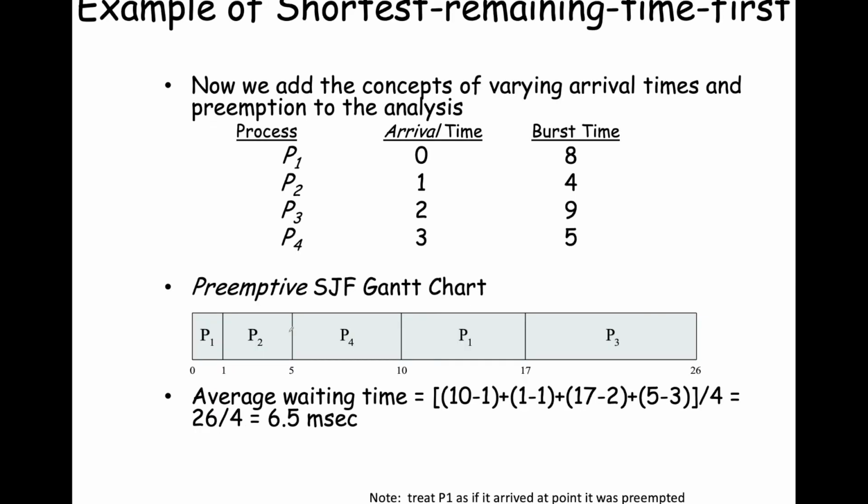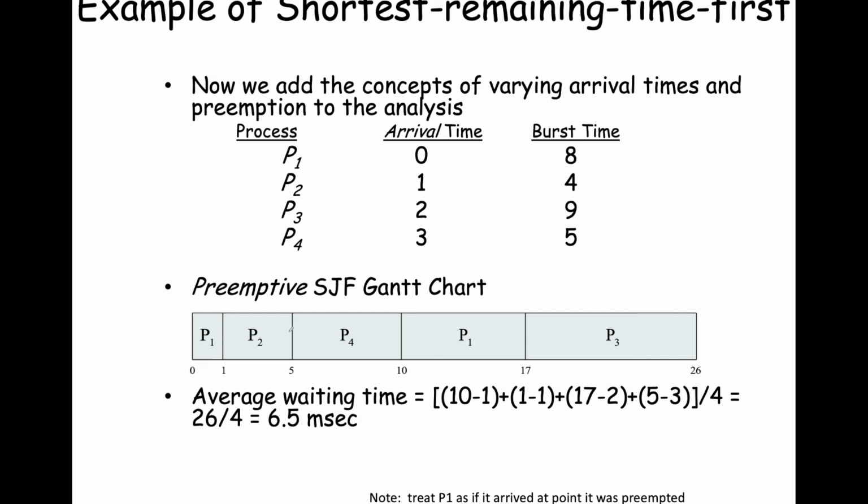All right, so let's take a look at the shortest remaining time first scheduling criteria. And now we're going to add the concept of varying arrival times and use preemption. We're going to add that to our analysis.